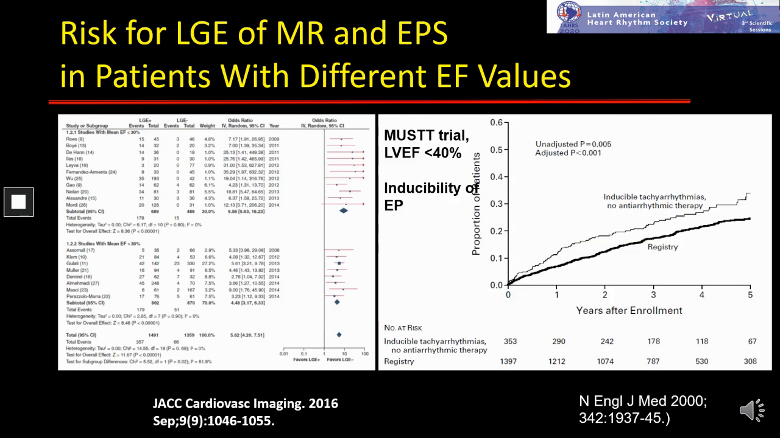So this slide shows you the risk of MRI delayed enhancement and the role of EPS in patients with different ejection fraction values. As you see from the left panel, in patients with a preserved EF or reduced EF, the presence of delayed enhancement on MRI predicts worse long-term outcome. The right panel shows that, from the MUSTT trial, in patients with reduced ejection fraction, positive inducibility of VT correlates with worse long-term outcome.